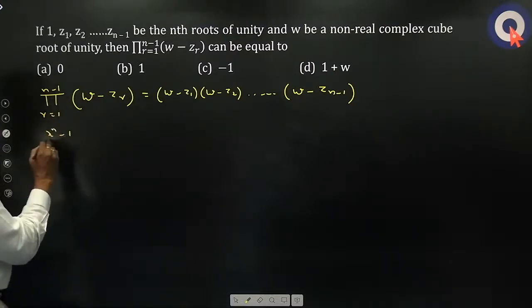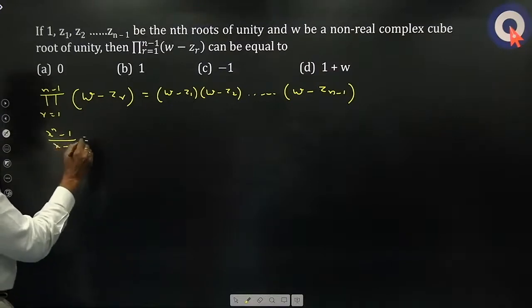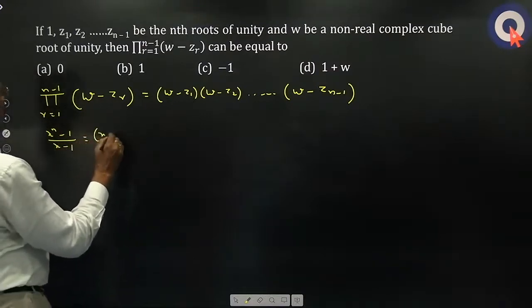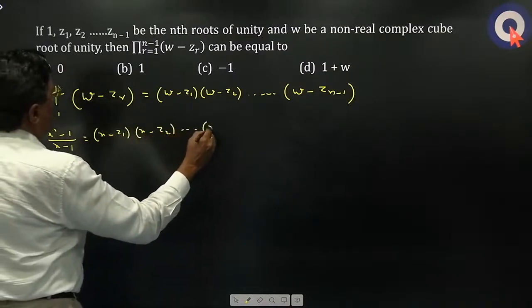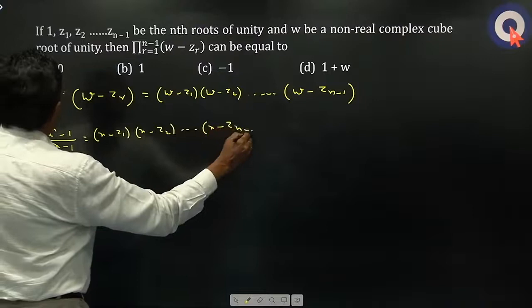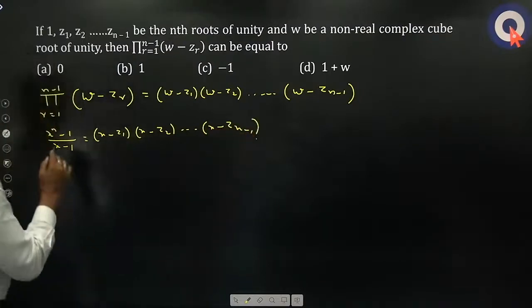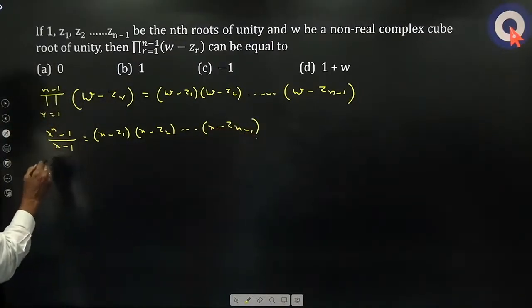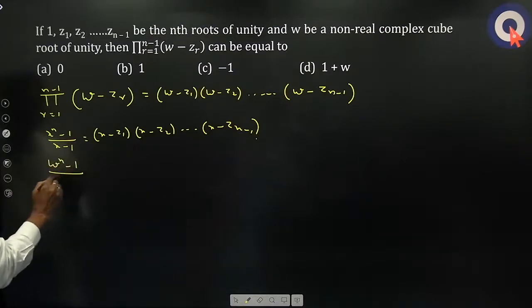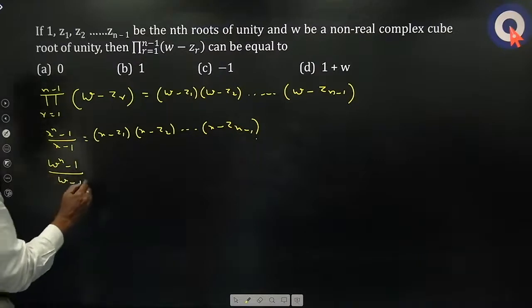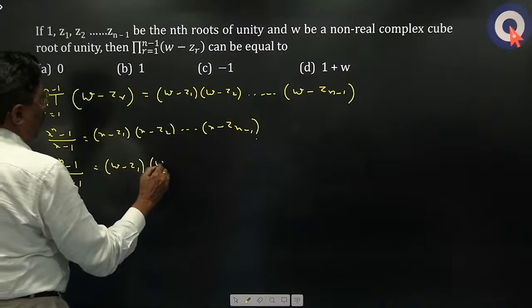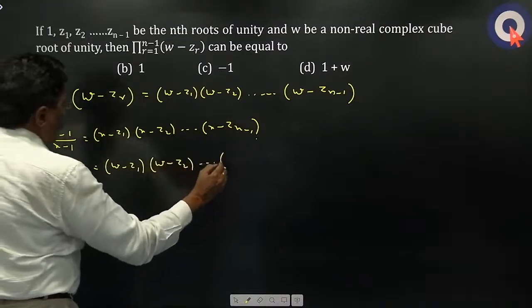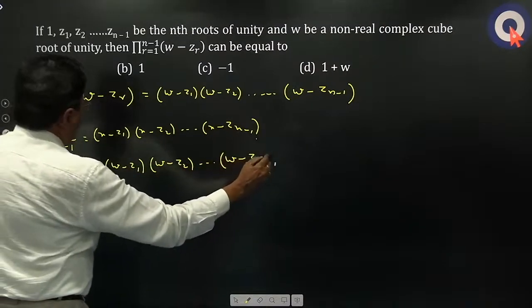x power n minus 1 by x minus 1, if I consider, this is x minus Z1, x minus Z2, etc., x minus Zn minus 1. So if I put x equal to omega in this, omega power n minus 1 by omega minus 1 is omega minus Z1 into omega minus Z2, and so on up to omega minus Zn minus 1. All right.